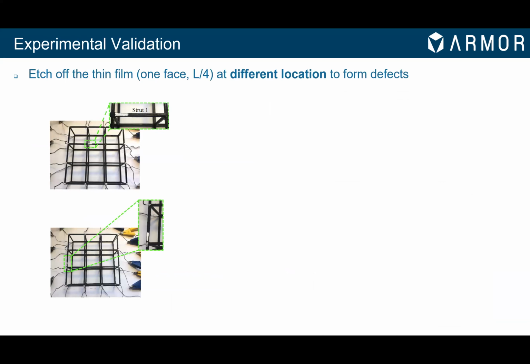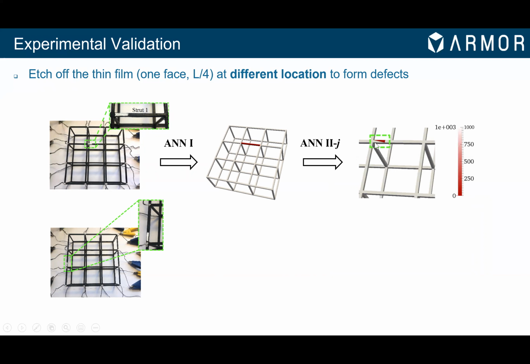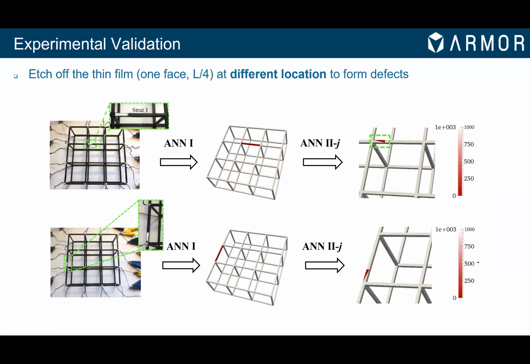So to validate this particular method, we again utilize our structure here with damage created in strut 1 and in strut 2. So upon running ANN1, we can correctly identify the damaged strut, and ANN2 then gives us precisely the location where that film has been etched off. Similarly, for strut 2, we see strut 2 is damaged, and ANN2 gives us the portion of that strut where film has been etched off, where we simulated damage.